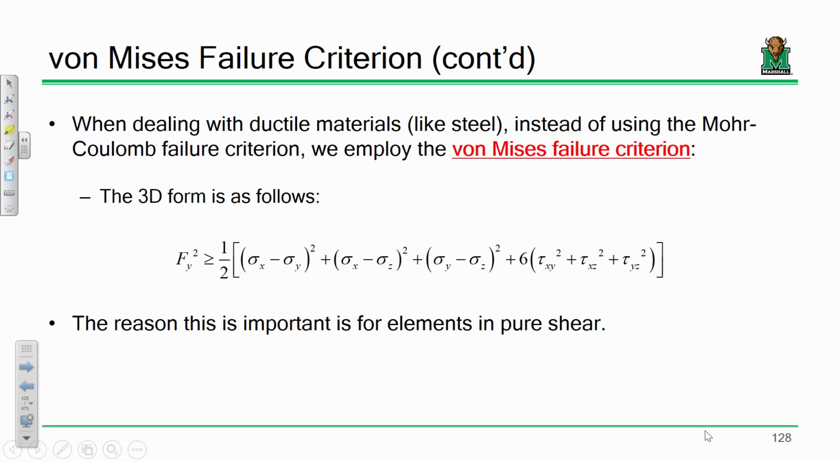I know it looks complicated, but it's actually in 3 dimensions. It's probably the simplest yielding criterion that we developed. From a materials perspective, steel behaves pretty simply. It's a very simple material. It's not like concrete, where concrete has different behavior in compression than it does in tension and things like that. Steel is simple.